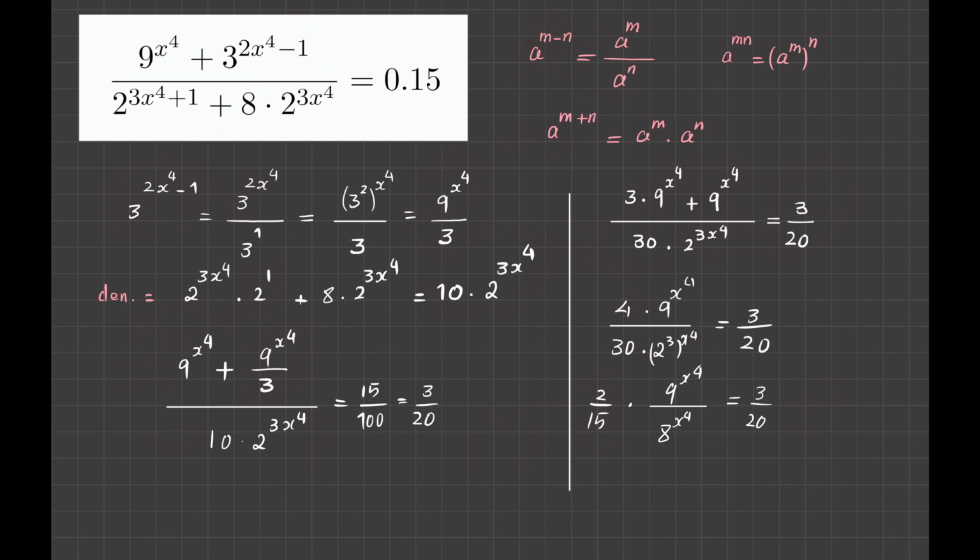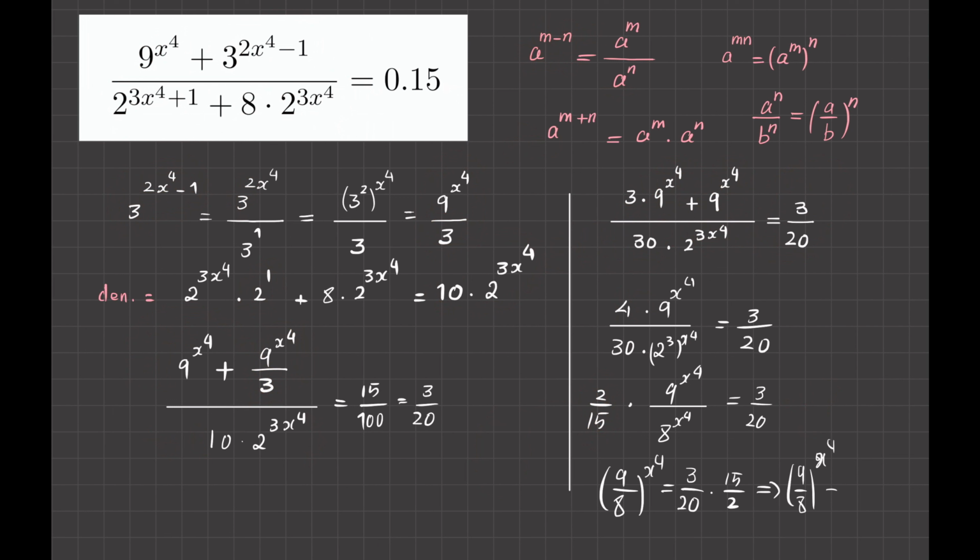Okay, and the other formula that I can use is this one. If I have a to some power n divided by b to the same power, I can write it as a over b to that power. Okay, so if I do all these things, the left hand side becomes simply 9 over 8 to the power of x to the fourth. The right hand side becomes 3 over 20 multiplied by the reciprocal of 2 over 15, which is 15 over 2.